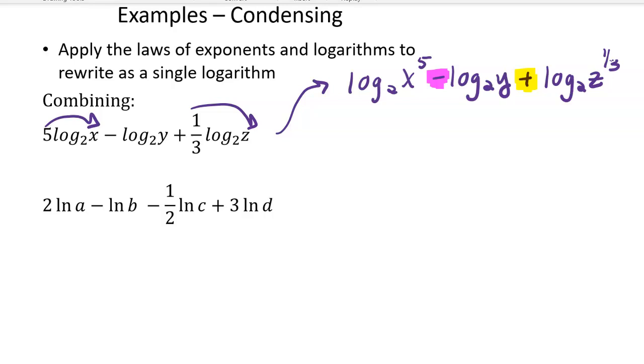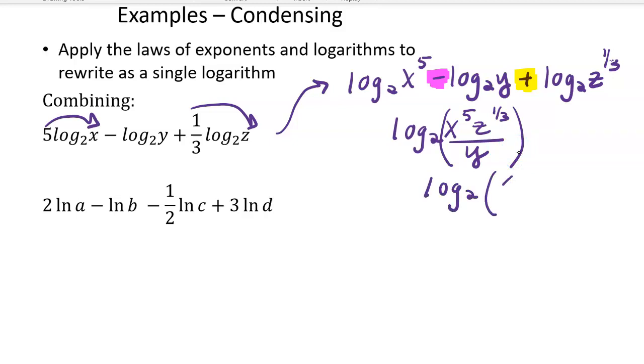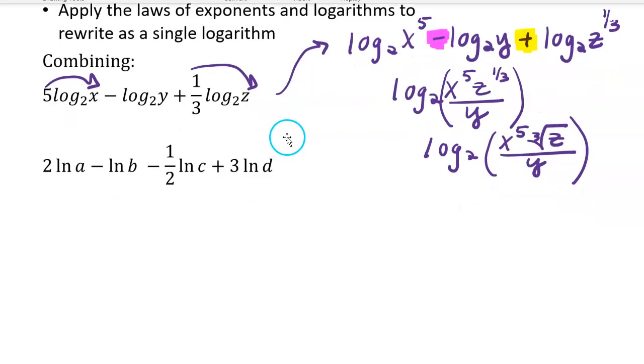So when we bring this together, it's going to be logarithm base 2 of x to the 5th, and I can multiply the z to the 1/3, but I need to divide by the y, because the y had that subtraction, so it's got to go in the bottom. And then the only other thing you can do here is change the z to the cube root. So instead of saying to the 1/3, you can write that as the cube root of z. All right, let's do one more here.